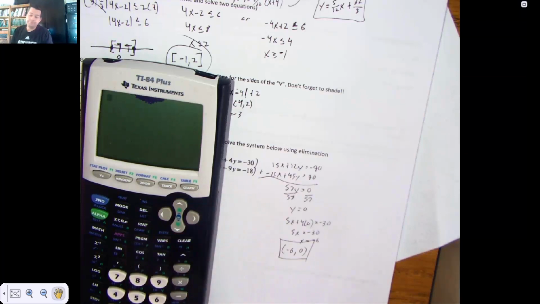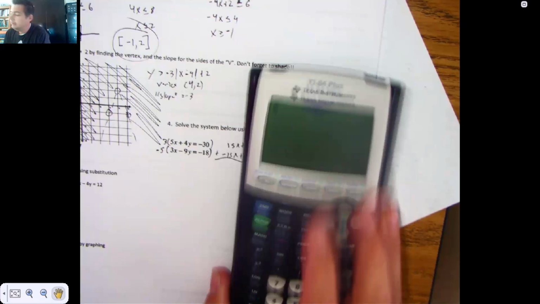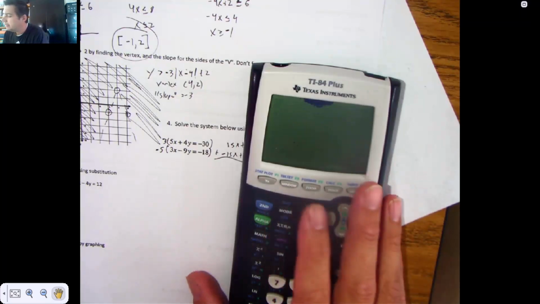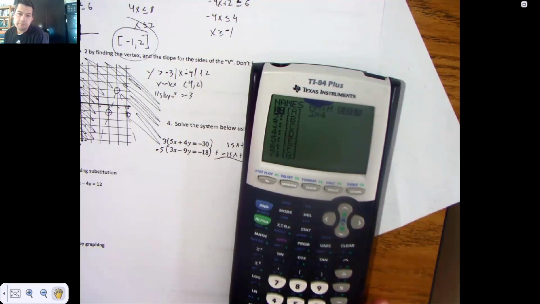Now, say I don't work this one out a certain way. It's perfectly capable of being done with the TI-84. Second matrix, edit. This is a 2 by 3. It has 2 rows and 3 columns. The augmented matrix would be just the coefficients: 5, 4, -30, 3, -9, -18.